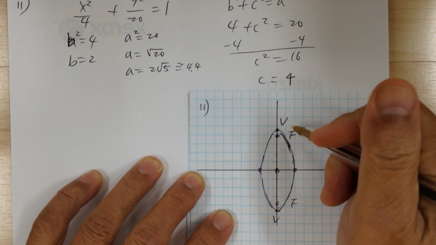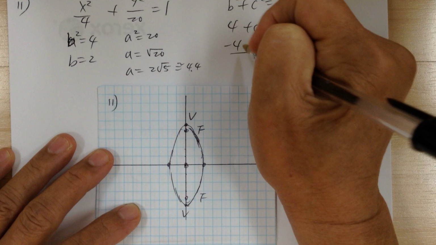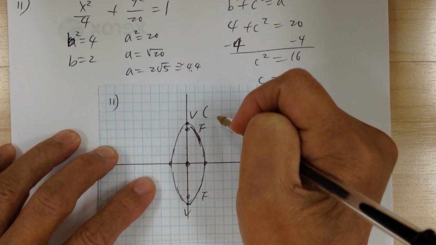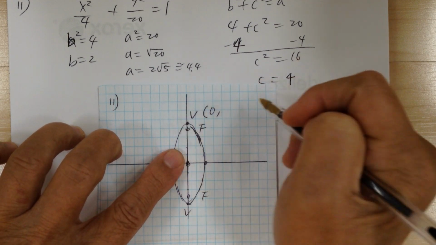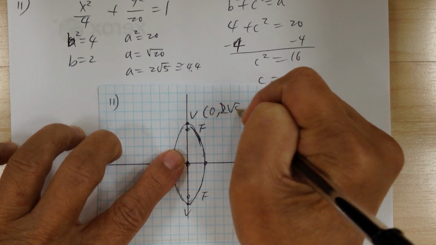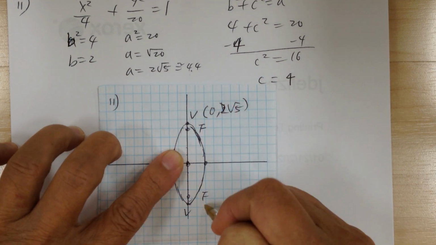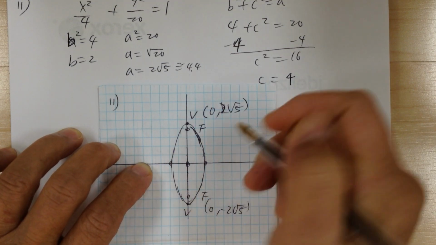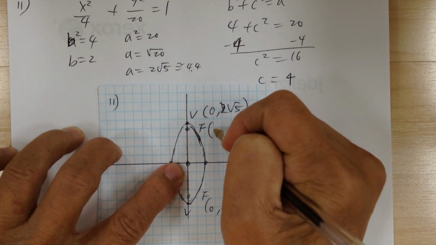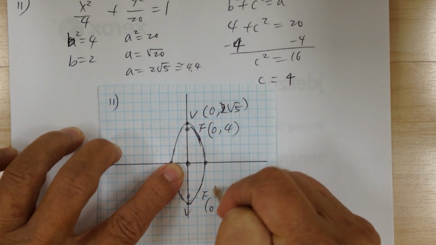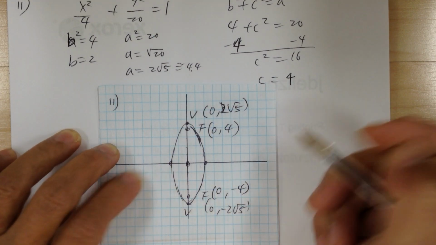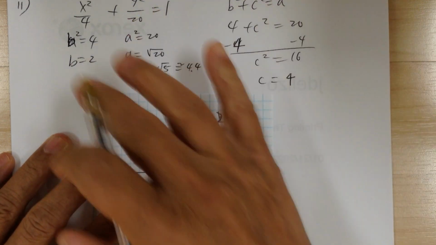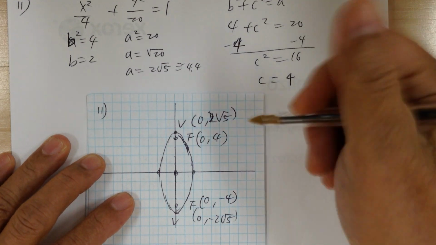Now it does not ask you to find v, but I'm just going to do extras in case the problem asks you to do it. So this would be 0, 2 square root of 5, and this would be 0, negative 2 square root of 5 for the v. Now for the f, it will be 0, 4, and this would be 0, negative 4. So again, I'm doing a lot of extra stuff in case the problem asks you to find all this stuff. Okay, now let's get back to the problem.